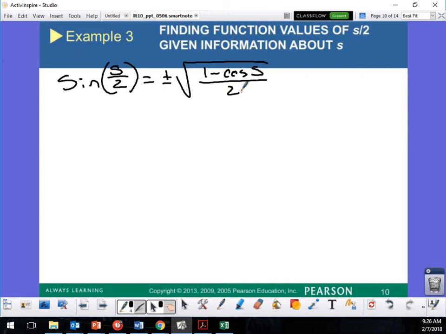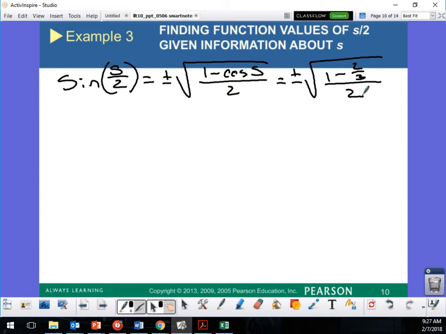And so now, what is my cosine again? 2 over 3 again, isn't it? Because it's still cosine, isn't it? Yeah. My formula has a cosine of s, so I still use the 2 over 3. So it's going to be plus or minus the square root of 1 minus 2 over 3, all over 2.